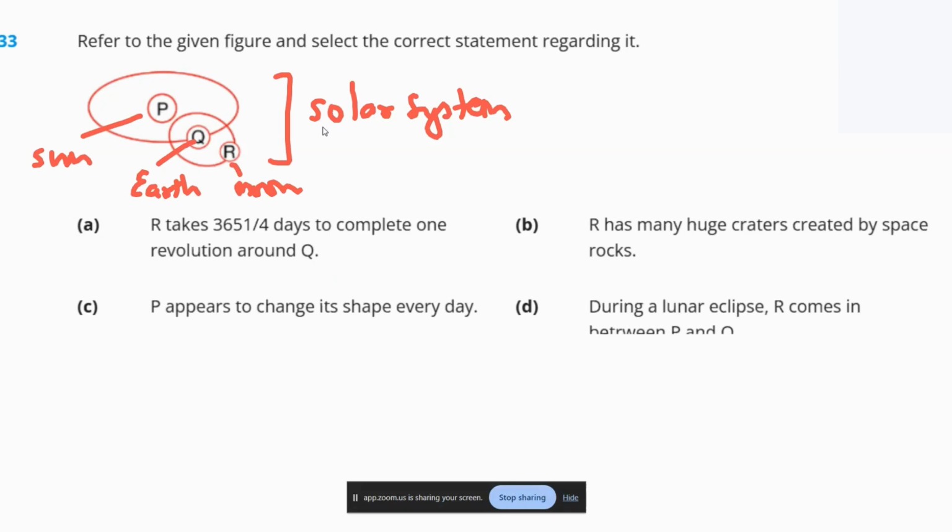B is R has many huge craters created by space rocks. Yes, R is moon, and moon has many craters or what do you say, depressions, which we see on the moon if you look at the picture. So option number B is our correct statement. So B is our right answer.